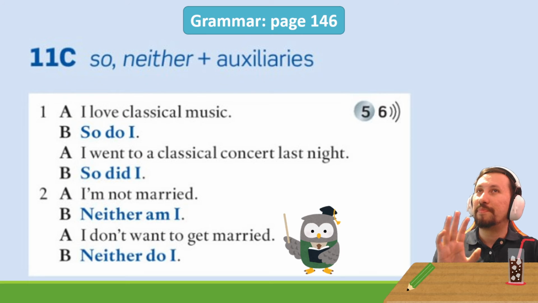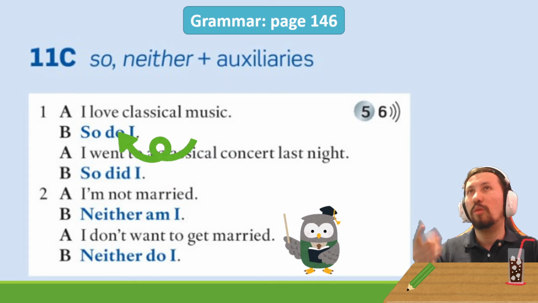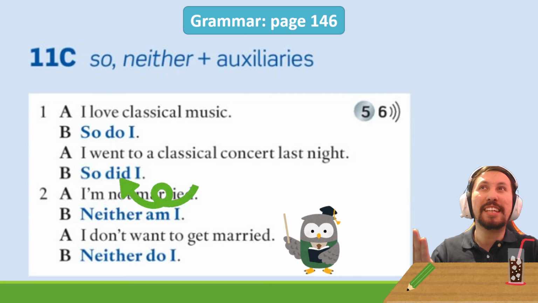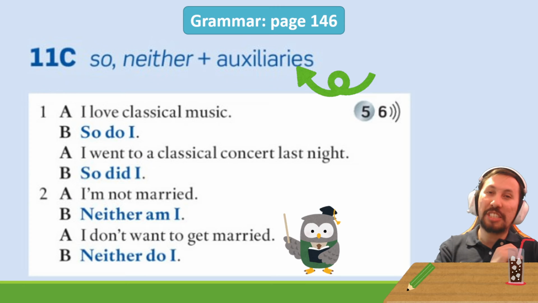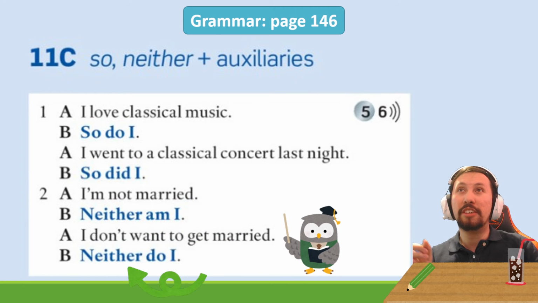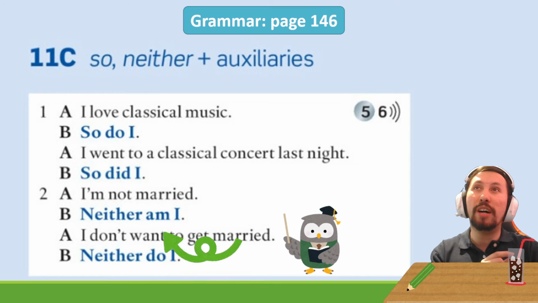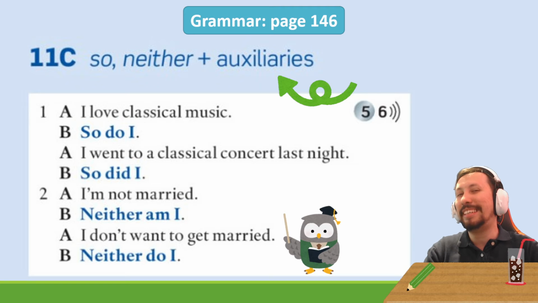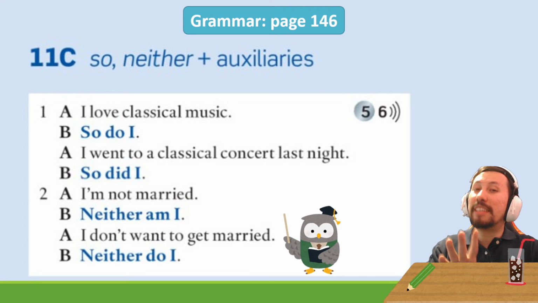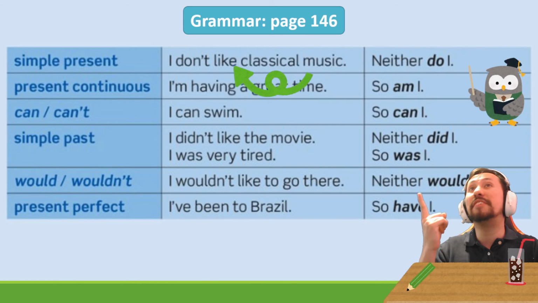Now look, what's the difference between so do I and so did I? The do, the did, the auxiliary. That's the part that changes. Look at the other two. Neither am I, neither do I. What's the difference? Am, do, the auxiliary. This word is going to be different depending on the original phrase.